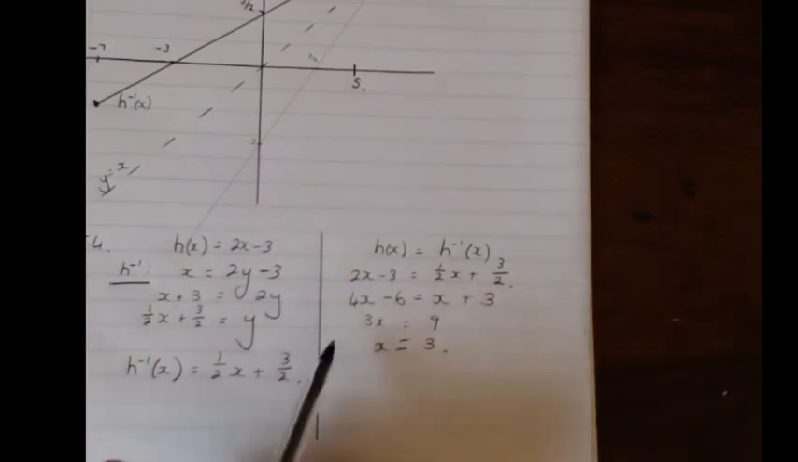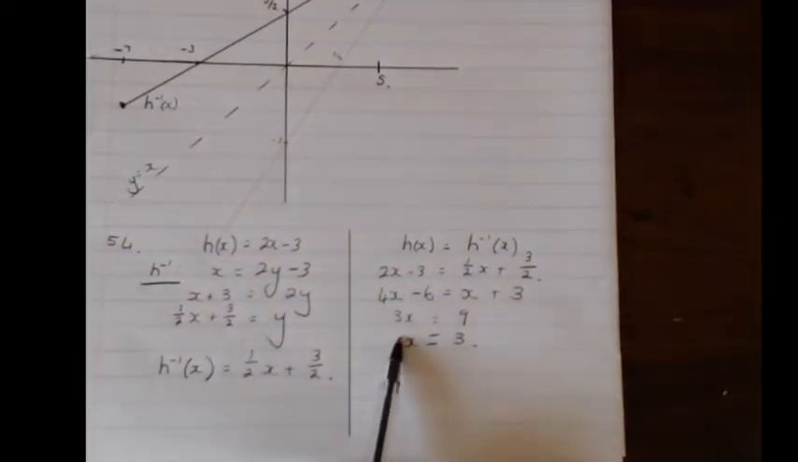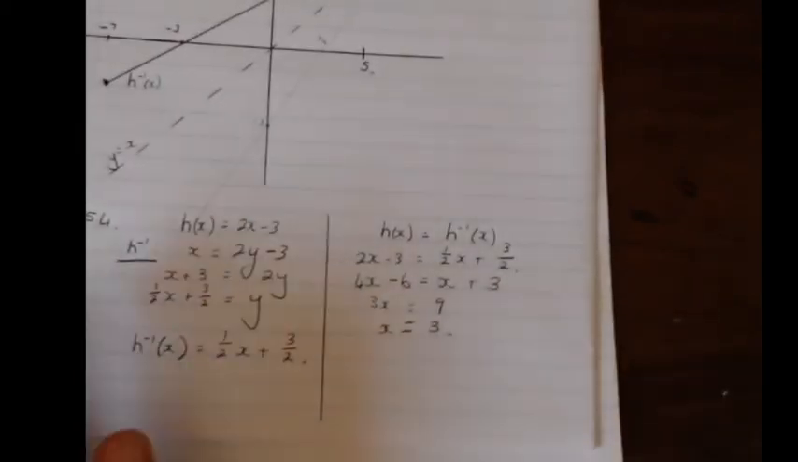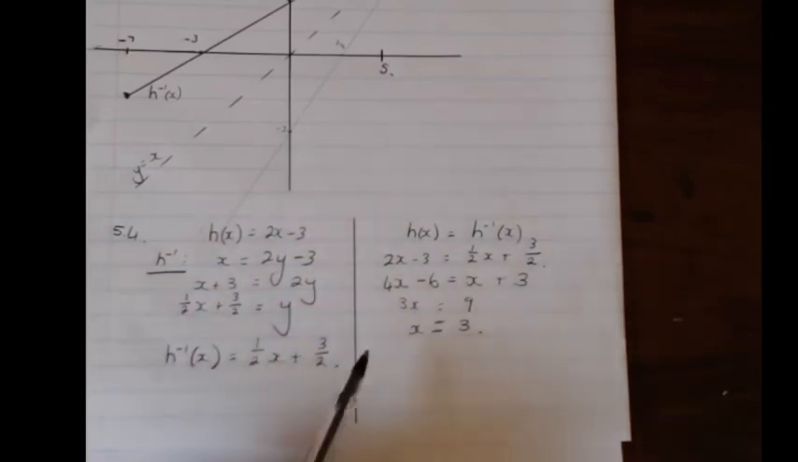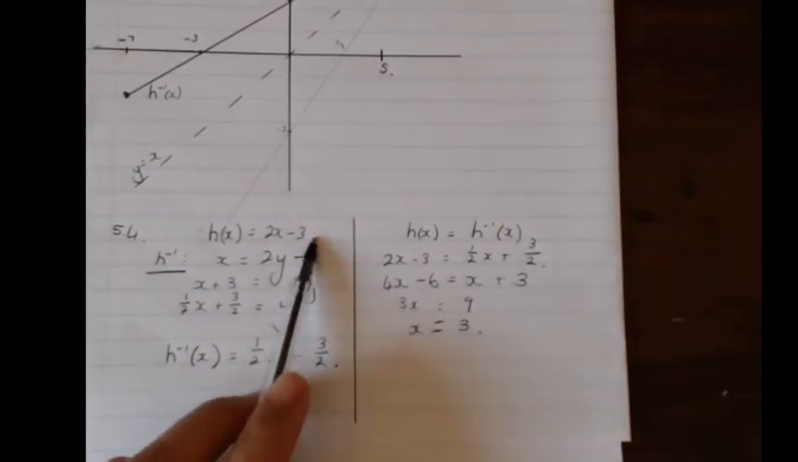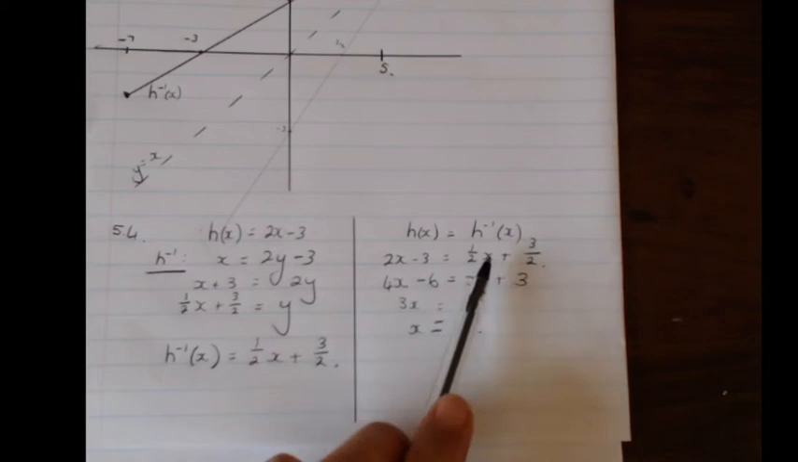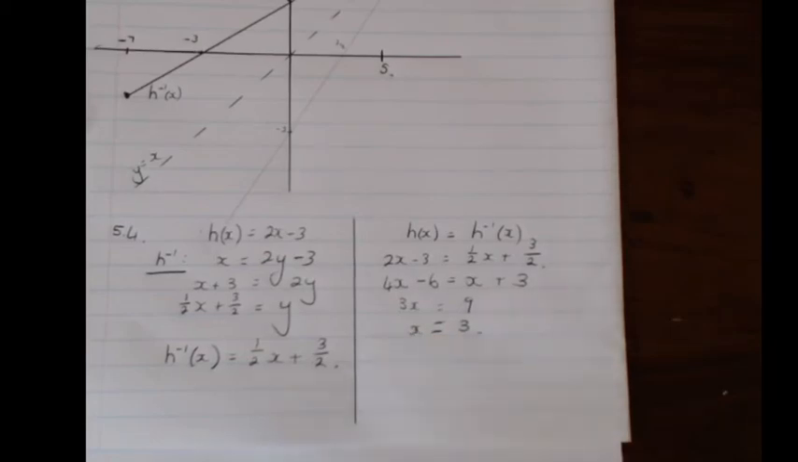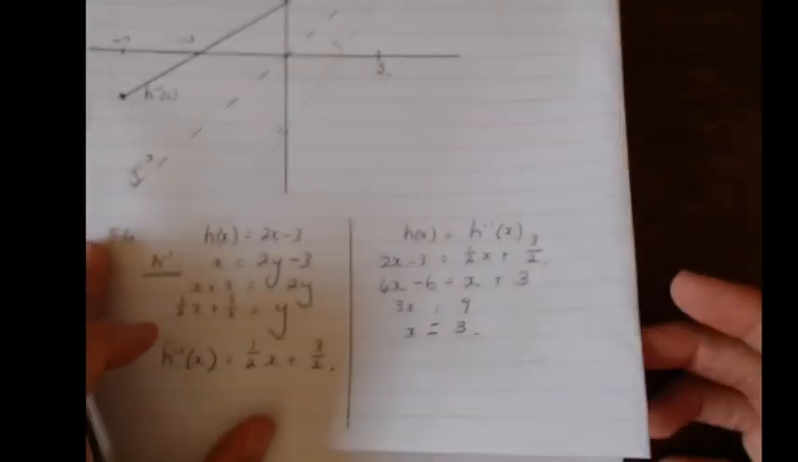Since they only asked for which values of x, I can stop here. They might also ask what are the coordinates. Then you still need to take this x and substitute it into any one of the two equations to just get the y value to go with it. But they asked x only here, so I can stop there.